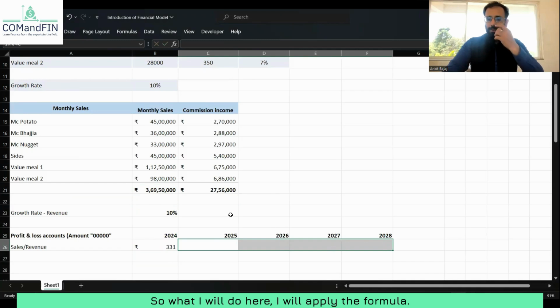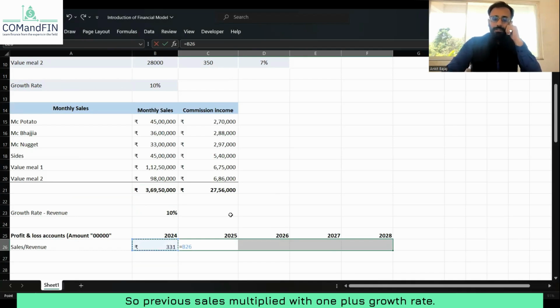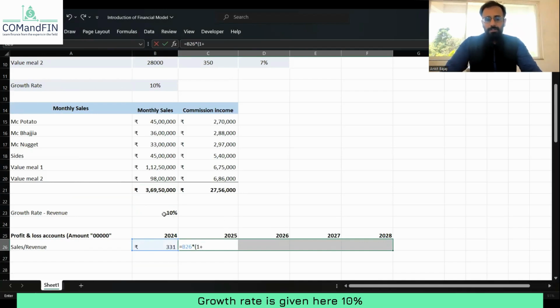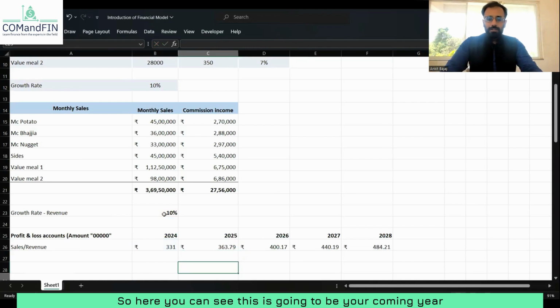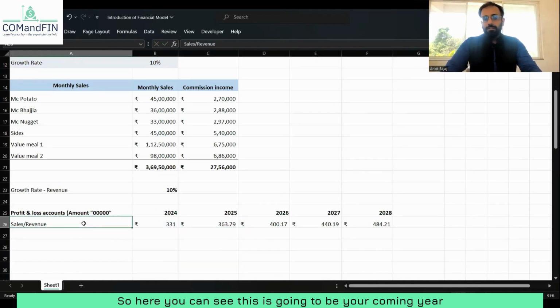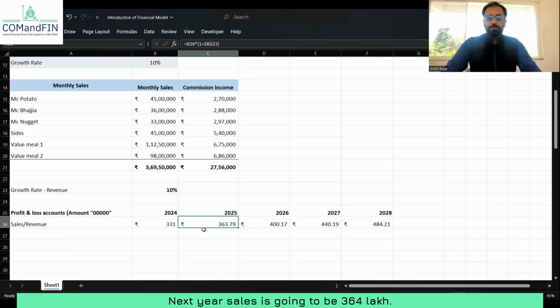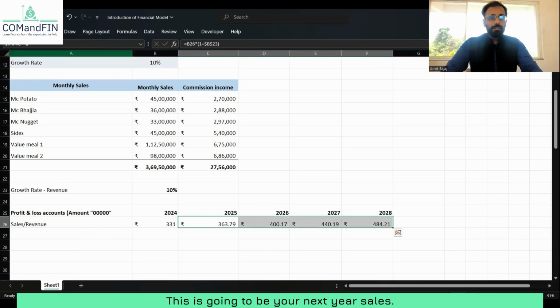So what I will do here is apply the formula. Because my revenue will grow by 10%, it is previous year sales multiplied by 1 plus growth rate. The growth rate is given here as 10%, and I will freeze this growth rate because this is going to be the common value in all years. So here you can see this is going to be your coming year sales, right? Your next year sales is going to be 364 lakh.